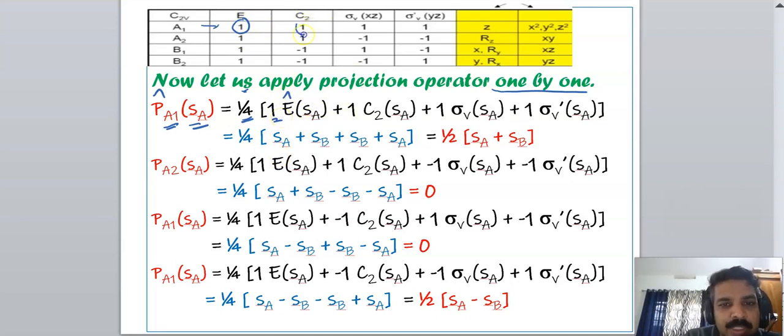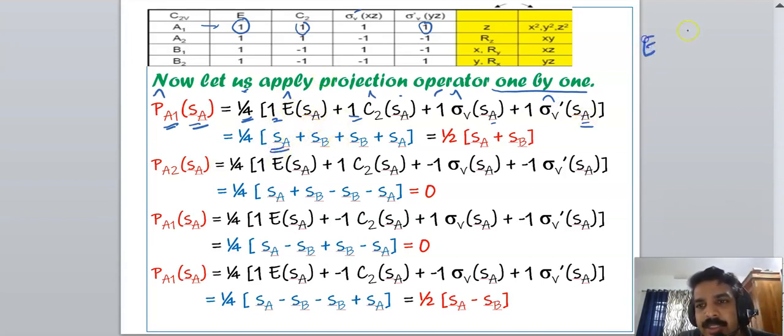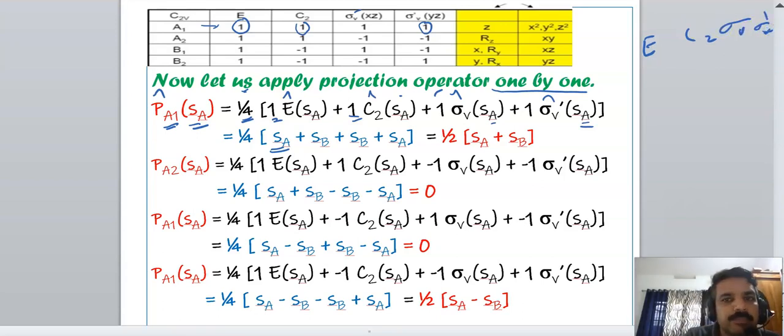And next C2, the character is 1, C2 operating on the function SA. Again sigma V, 1, the operator sigma V XZ acting on the function SA, and 1 here, also 1 here, into sigma V dash acting on SA. So 1 into E of SA on SA remains; we know that as this is a change, that is E, C2, sigma V, sigma V dash. SA remains SA here. Here SA becomes SB. Here sigma V on SA becomes SB. Sigma V dash on SA becomes SA itself.